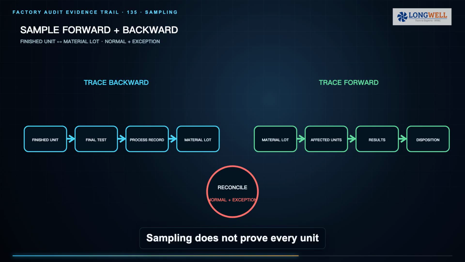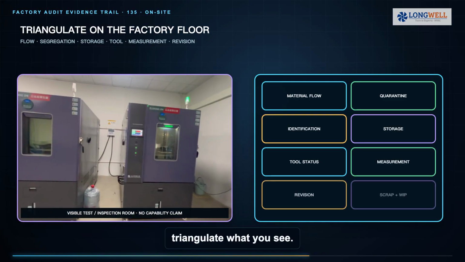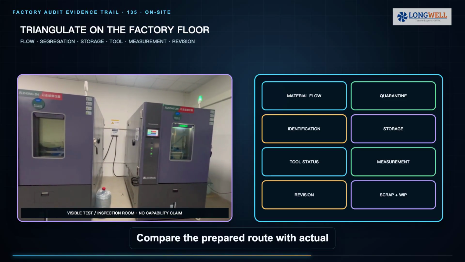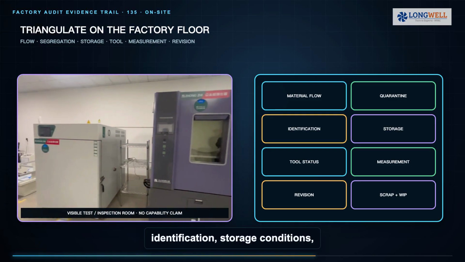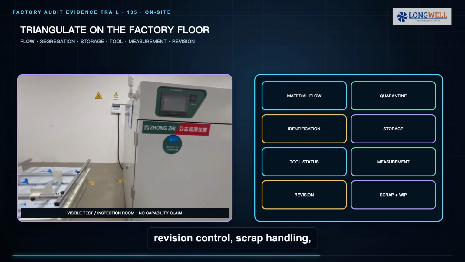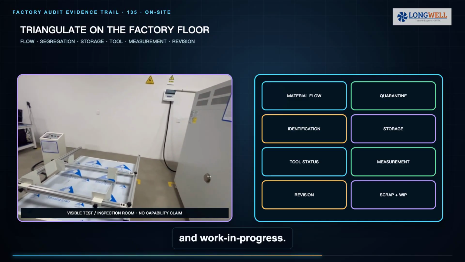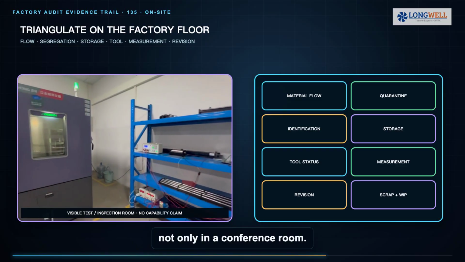Sampling does not prove every unit is conforming, but it can reveal whether the control system is coherent and whether exceptions remain visible. During an on-site visit, triangulate what you see. Compare the prepared route with actual material flow, quarantine areas, identification, storage conditions, tool status, measuring equipment labels, revision control, scrap handling, and work in progress. Ask questions at the point of use, not only in a conference room.